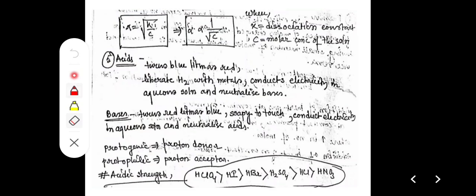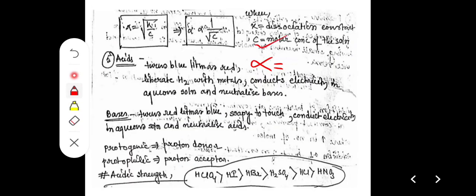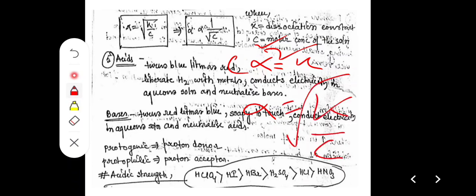Now if we consider alpha equal to this value, alpha square equal to K by C. So alpha equal to root over K by C, right? C alpha square equal to K. So we can derive that alpha equal to root over K by C. K is a constant, dissociation constant. C is the molar concentration of solution. So alpha is proportional to 1 by root over C.